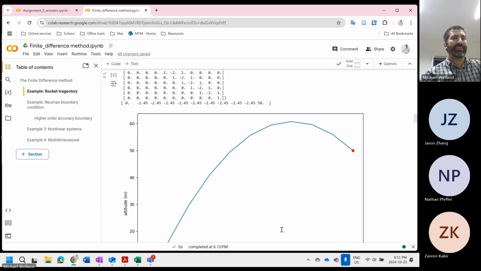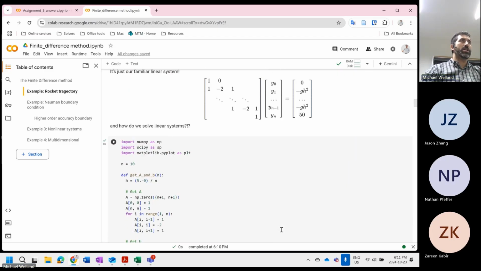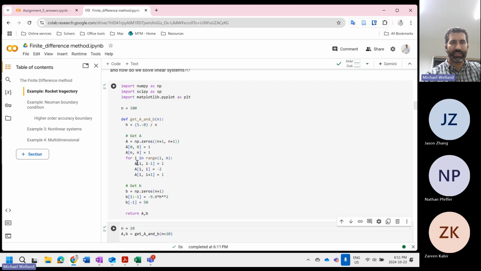Anybody else? What does the accuracy of finite difference depend on? Step size. Okay, let's up it. N is 100.